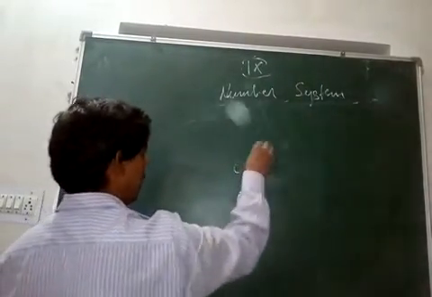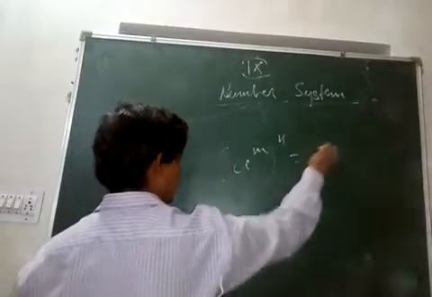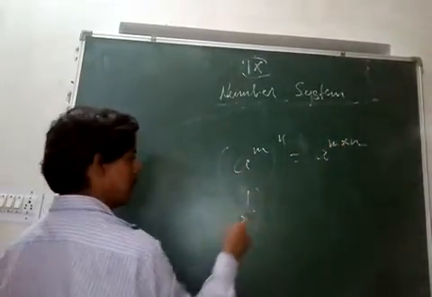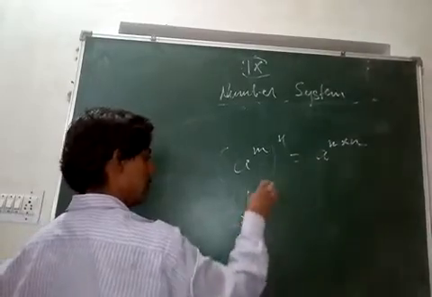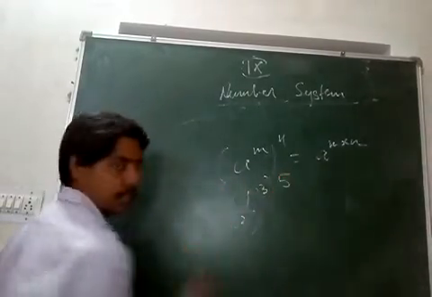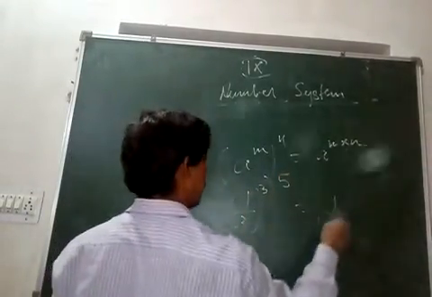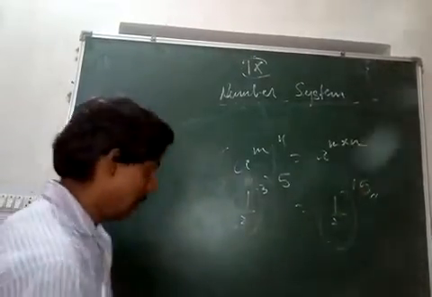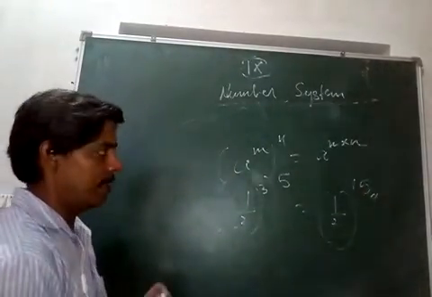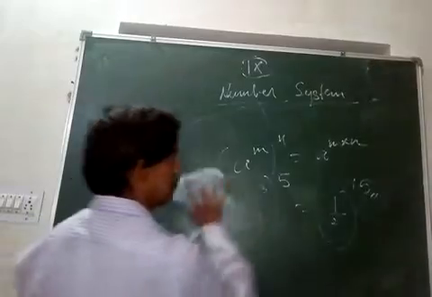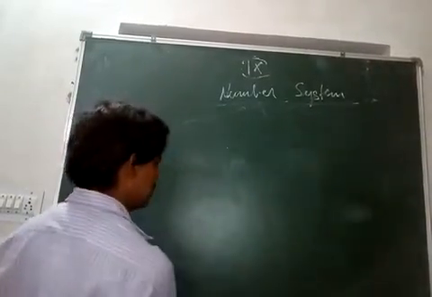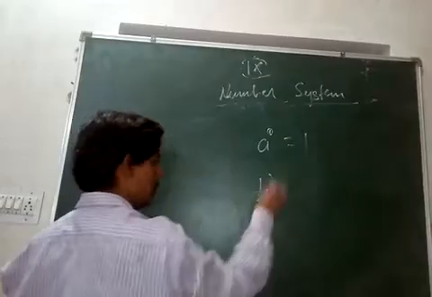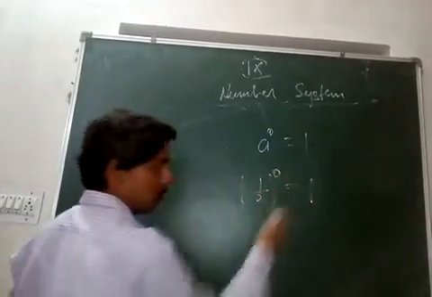A to the power m to the power n is equal to a to the power m into n. So suppose half to the power 3, to the power 5. So this is basically half to the power 3 into 5, that is 15, something like that. Another thing you must have studied, that any number raised to the power 0 is 1. So something like this, a to the power 0 is 1. So if I write half to the power 0, which will be equal to 1.